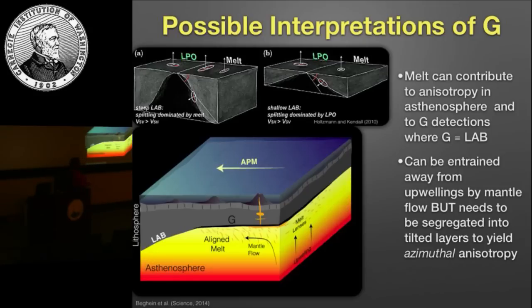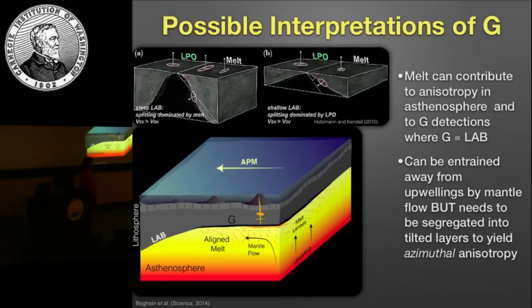Melt may also affect the anisotropy in the asthenosphere, but we would need these melt pockets to be aligned and tilted, not horizontal, to detect the type of anisotropy we modeled. So that's a little more difficult to imagine, but it's not completely impossible, I guess.